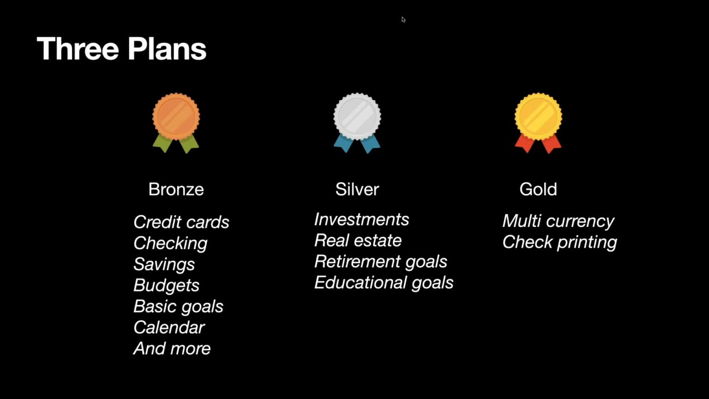With Silver, the big thing that happens is you get support for investment accounts. And with the investment accounts, you also get access to setting up real estate accounts for tracking the value of your home, or if you own other types of real estate. And along those same lines, you also get access to the retirement goals and education goals. The reason those are all bundled together is very few people have a retirement goal that don't also have an investment account. So those are all kind of together.